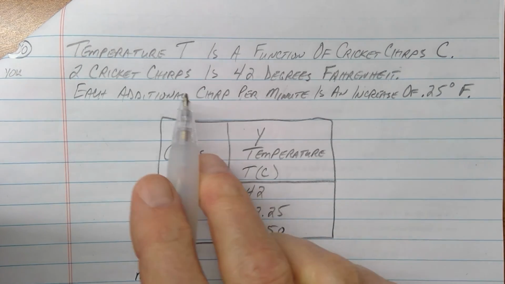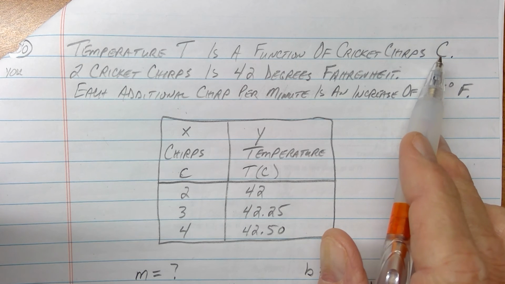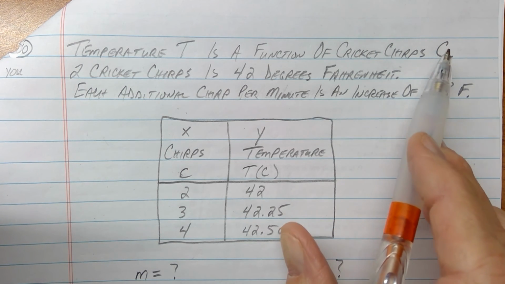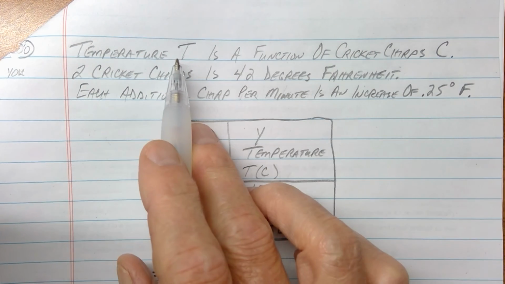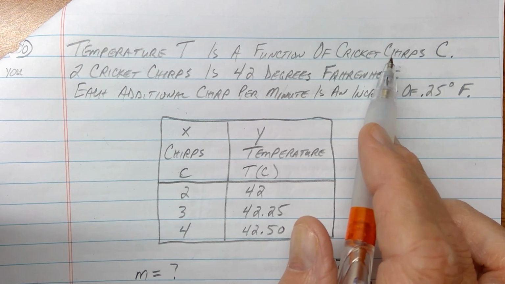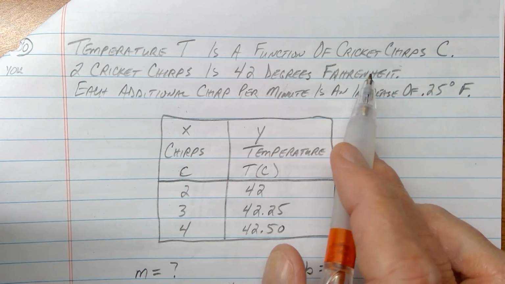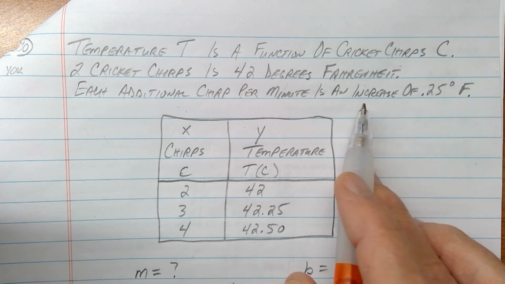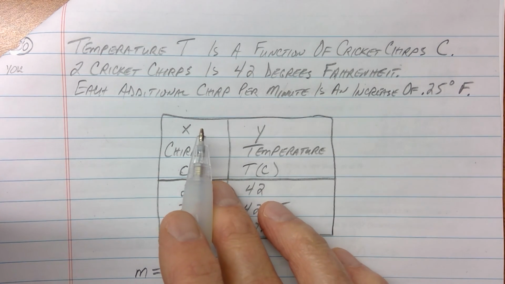All right, the last one's just kind of an interesting problem. The temperature T is a function of cricket chirps C. And what they're saying is if you go outside and set your stopwatch and you listen for a minute and you count the number of cricket chirps that you hear, you can calculate the temperature. Because the warmer it is, the more a cricket chirps in a minute. They said 2 cricket chirps counts as 42 degrees Fahrenheit, and then every additional chirp per minute is an increase of 1/4 degree. So you got to think a little bit, but you can put a table together, x and y.